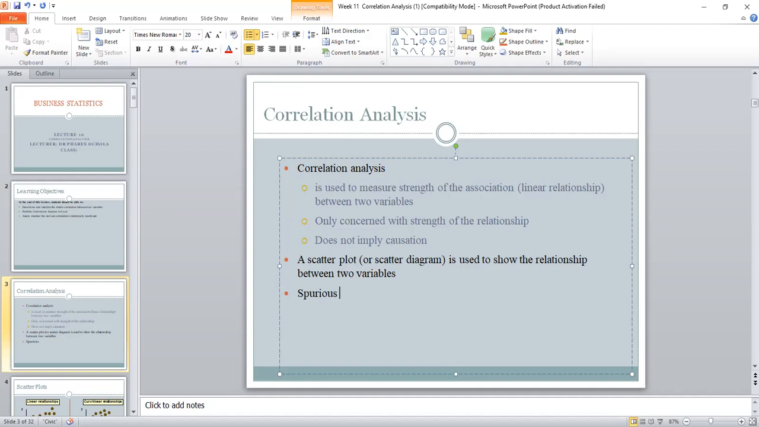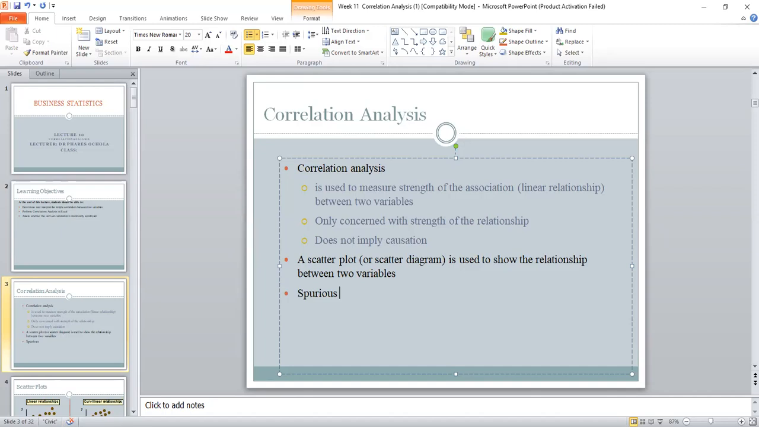This correlation is on average. How do we measure correlation? There are two ways of measuring correlation, to check whether they are positively correlated, negatively correlated, or spuriously correlated. You measure correlation in terms of direction. That is one. And number two, in terms of the strength of correlation.